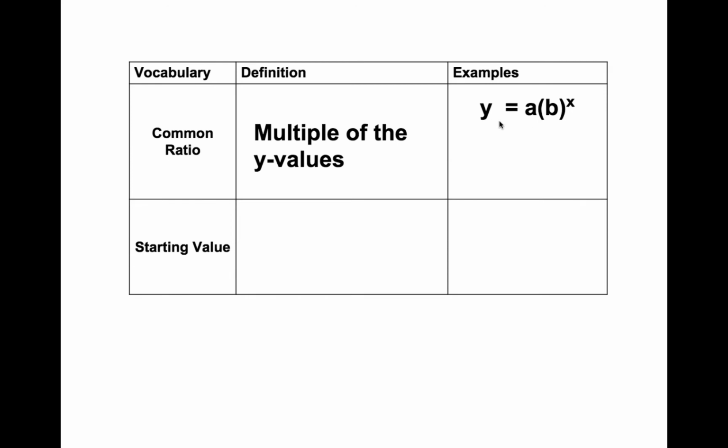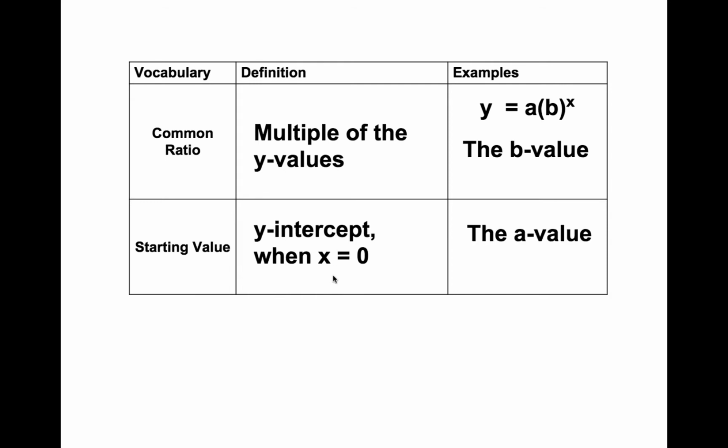So in this form of y equals a times b to the x power, notice this is an exponential function. The b value will give you your common ratio. The starting value, your y-intercept when x equals 0, would be the a value in this form. So just like with a line when we had y equals mx plus b, this is the form for exponentials. So b is the common ratio, a is that starting value for your x equals 0, your y-intercept.